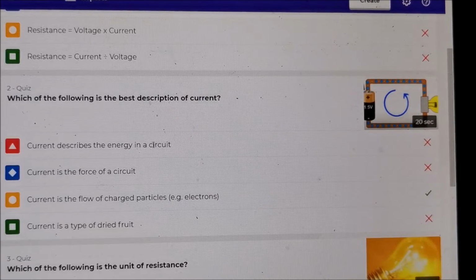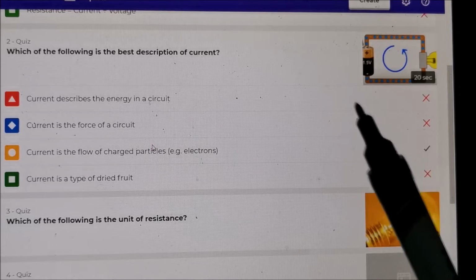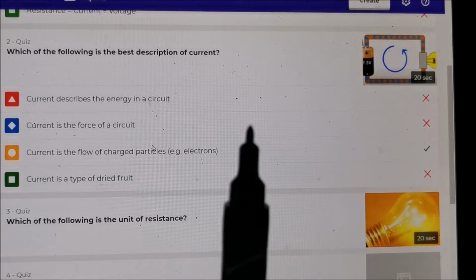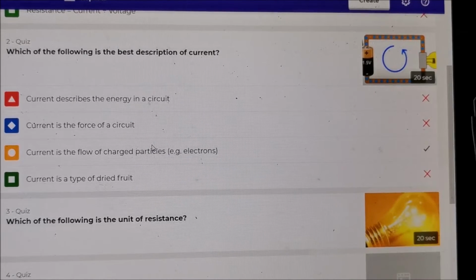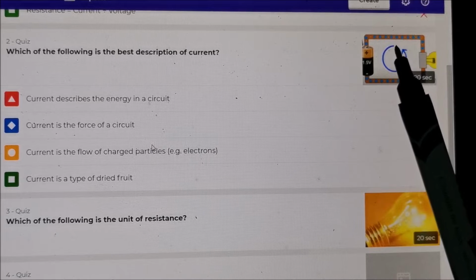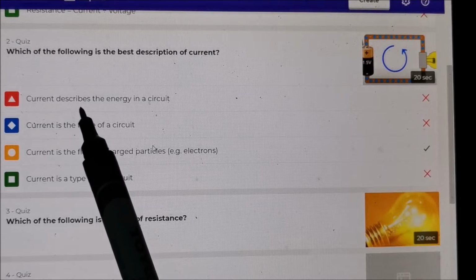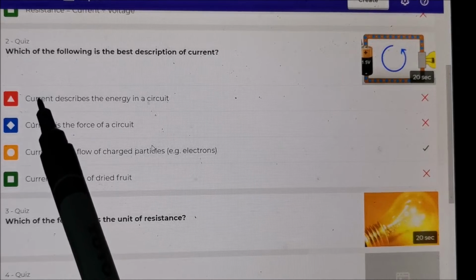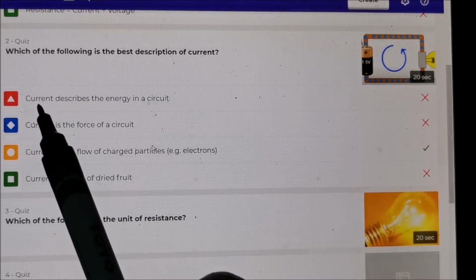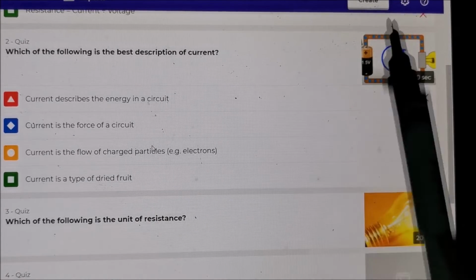Second question. Which of the following is the best description of current? Remember I showed you all the electrical charges down here. Current is a measure of how fast your electrical charges flow through the circuit. Saying current describes the energy in a circuit is wrong. Voltage will better describe the energy rather than current. Current is the flow of electrical charges.